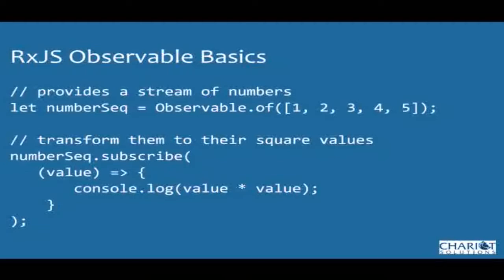And numberSeq.subscribe, in the next chunk of code, the first method inside that subscribe method is what is called when you get each individual piece of data from the stream. And so that'll run 5 times. Think of it as kind of an iterator, but it's an iterator that is pushed to you. You're not pulling it, right?